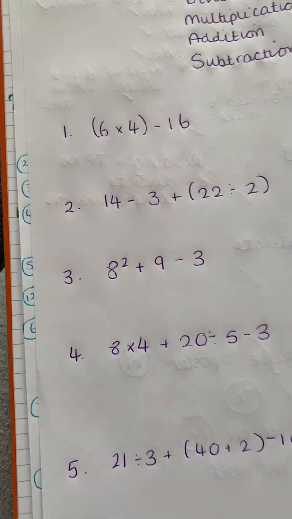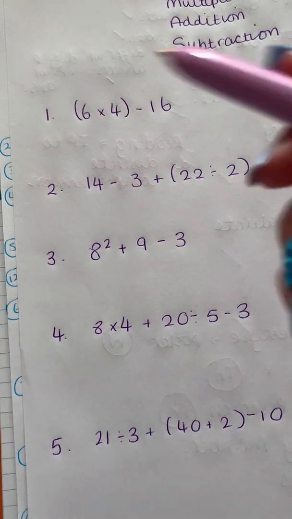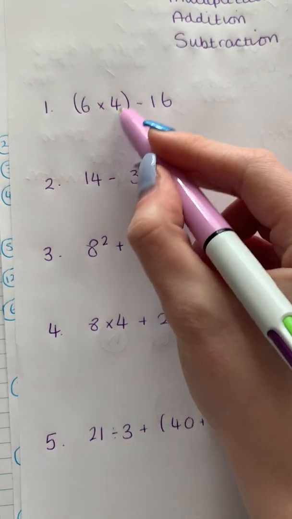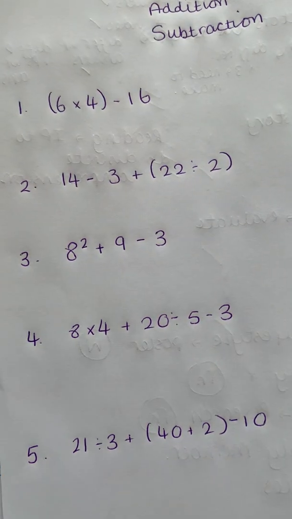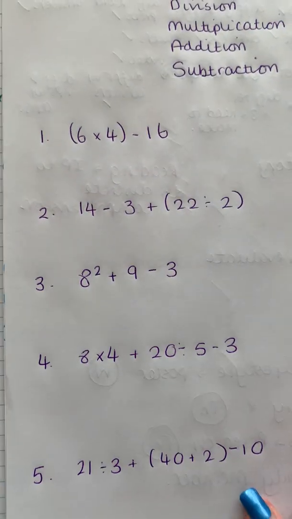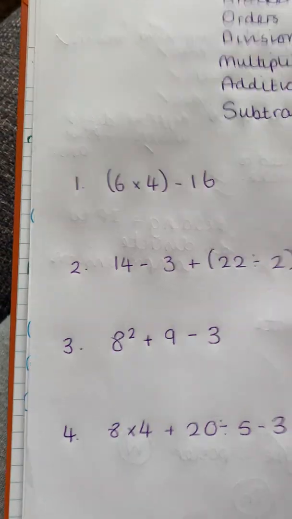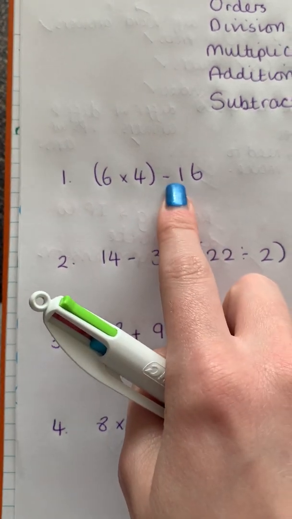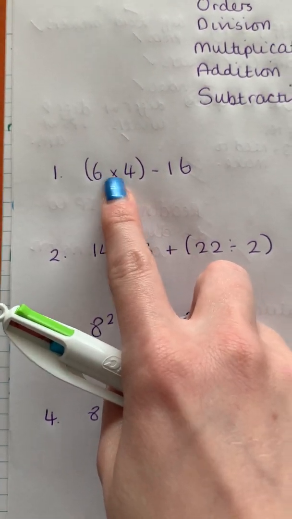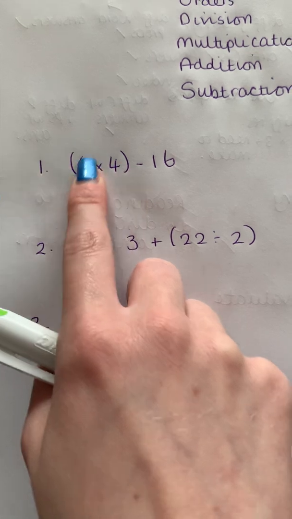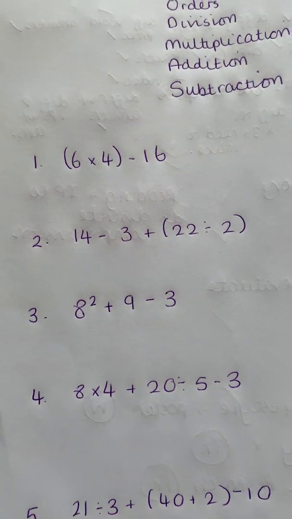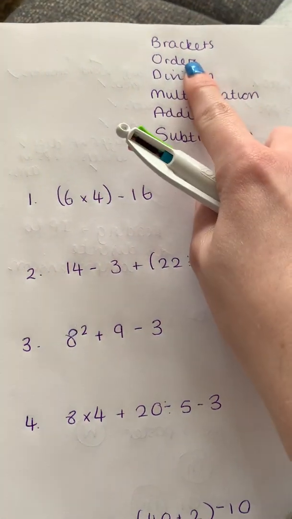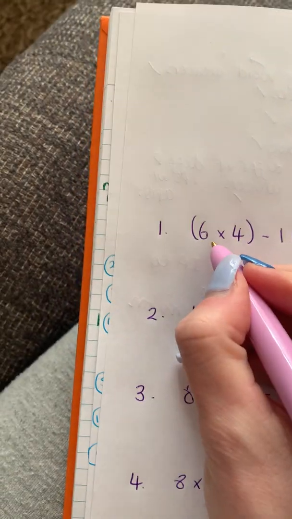So I'm going to use exactly the same method as we do in class. We're going to bring the answers down underneath and then fill in with the other numbers so that we don't get confused. So the first one, I can see that I've got brackets and I've got a subtraction. I've also got multiplication, but because it's inside the brackets, we don't need to deal with it as a separate operation. So because brackets comes first, that's what I'm going to do first.